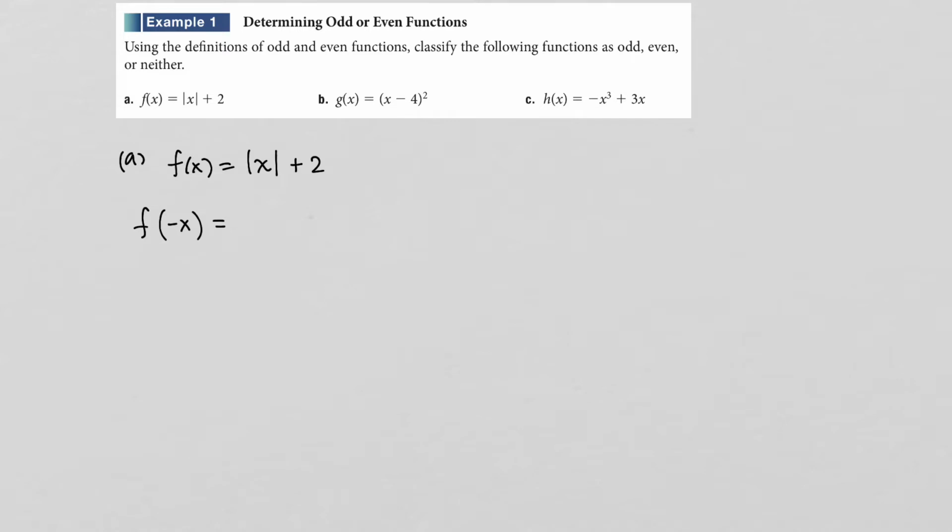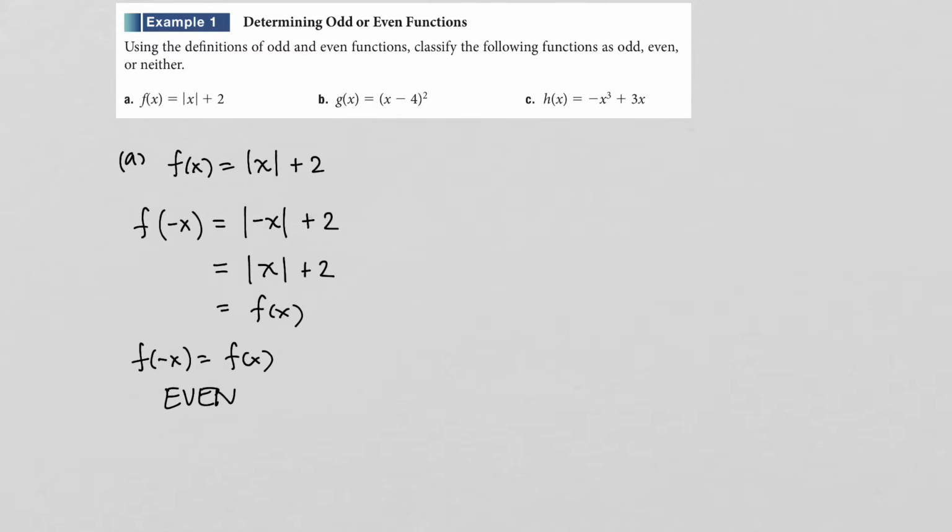Well, when you plug negative x into here, you get the absolute value of negative x plus 2. Well, the absolute value of negative x is the same as the absolute value of x. That's a property of absolute values. So f of negative x ends up being the absolute value of x plus 2, and that is our original function. So that is f of x. So in the end, you see here what we have is f of negative x is equal to f of x, which means our first example here is an even function.